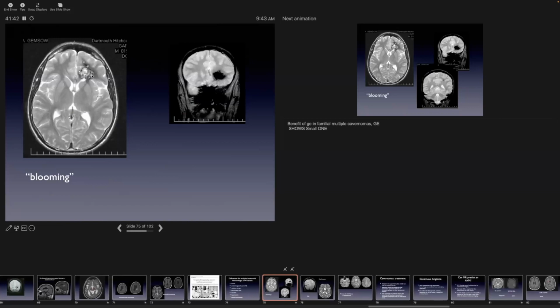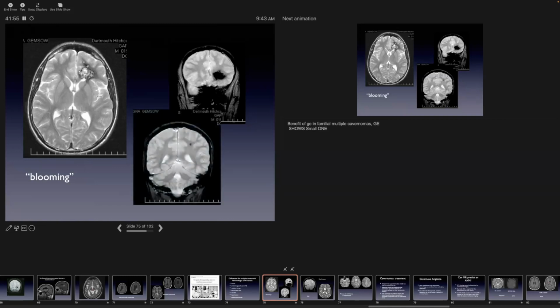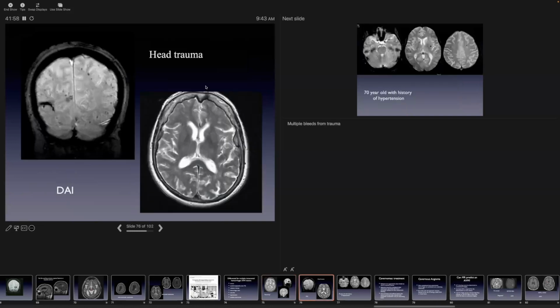Here's a case. This is a typical appearance of a cavernoma again, and you notice that it looks larger on the gradient echo scan. This is a property called blooming, which is a feature of susceptibility effect. And again, this patient has a second one.